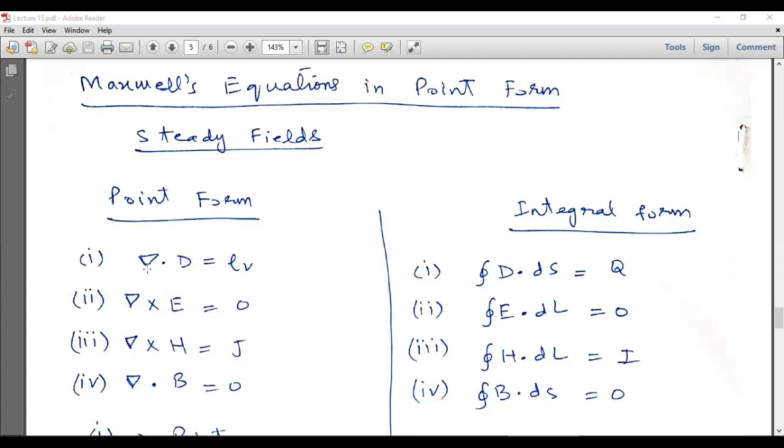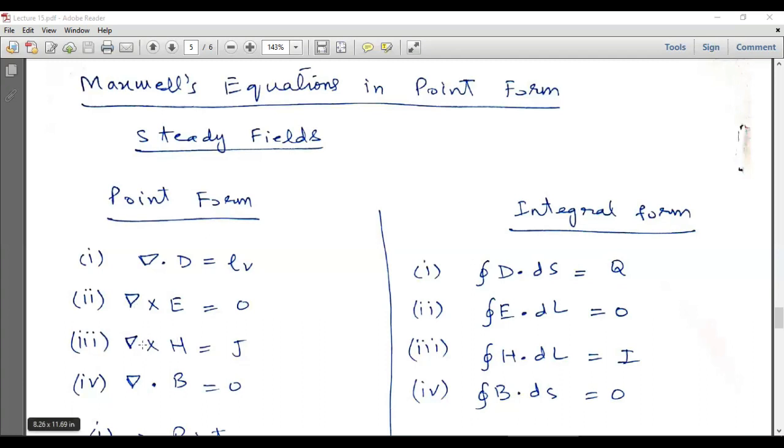The first Maxwell's equation is divergence of D, or del dot D, is equal to the volume charge density rho V, and this is also called the point form of Gauss's law. The integral form of the same expression is written over here, and that is the closed surface integral of D dot dS is equal to charge. This is called the integral form of Gauss's law. So this is the first Maxwell's equation. Secondly, curl of electric field intensity is equal to 0, or del cross E is equal to 0, and the integral form of this expression is the closed line integral of E dot dl equal to 0. So this is the second Maxwell's equation.